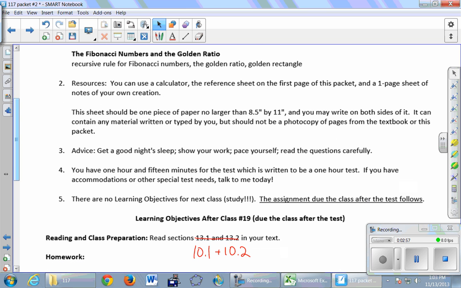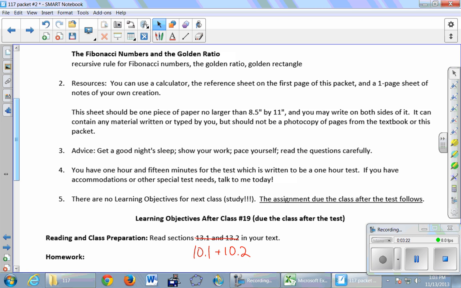Resources. You can bring a calculator. If you don't have one, I will loan you one on Monday. You can use the reference sheet that is the first page of the packet, and you can make up your own 1-page sheet of notes that can have anything on it that you want, okay? But spend some time making a good reference sheet before Monday. General advice: get a good night's sleep, show your work, pace yourself, read the questions carefully. It says you have 1 hour and 15 minutes for the test.